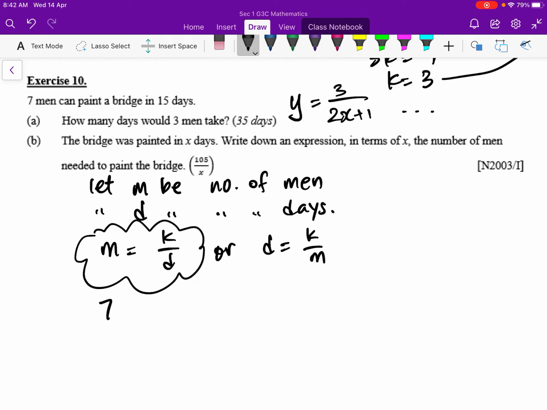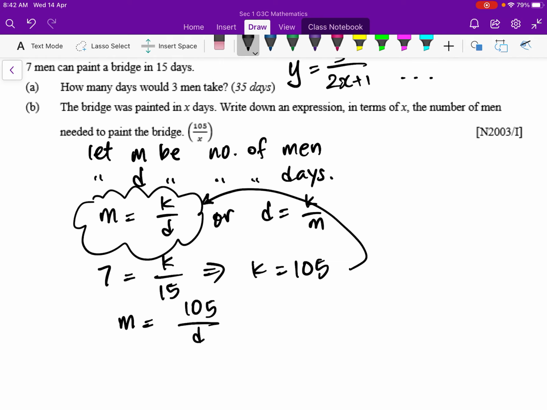So 7 men, they take 15 days. So now I have the K value. 7 times 15, 105, yes. And we substitute this back into the formula to update it. So M equals to 105 over D.